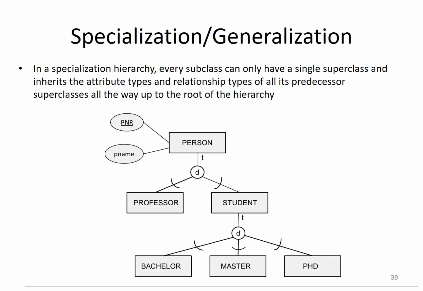This figure shows an example of a specialization hierarchy. The student subclass is further specialized in the subclasses Bachelor, Master, and PhD. Each of those subclasses inherits the attribute types and relationship types from student, which inherits both in turn from person.